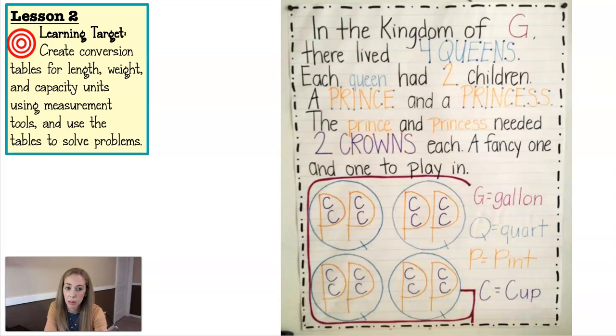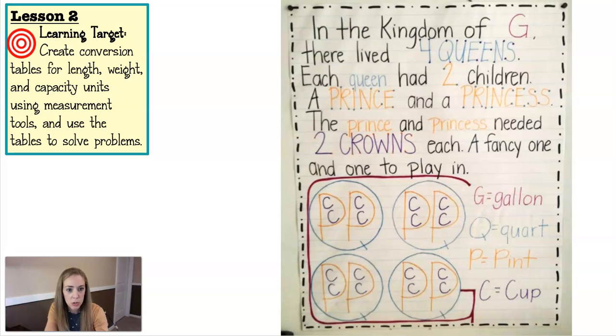But here's a little story that helps you remember gallons, quarts, pints, and cups. Okay, in the kingdom of G, and you can write a big G on your paper. Okay, get used to drawing this. It's pretty simple to draw. There lived 4 queens. So we have 4 Qs, or 4 quarts in a gallon.